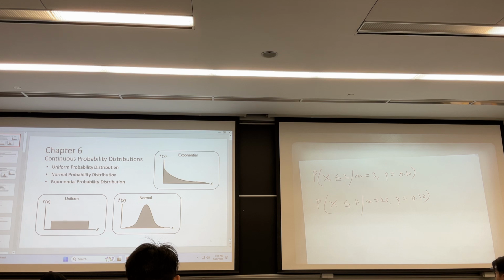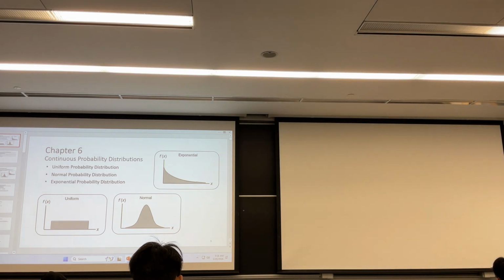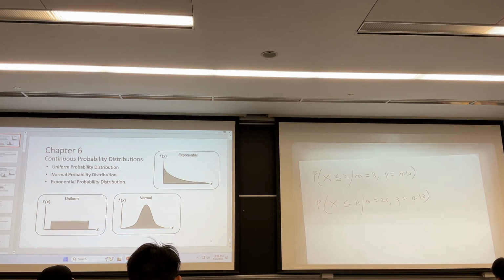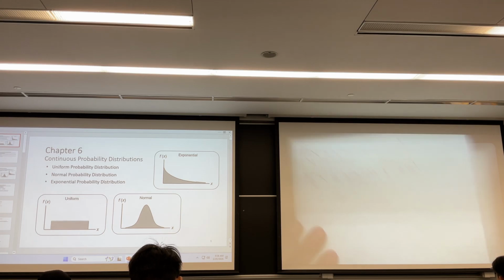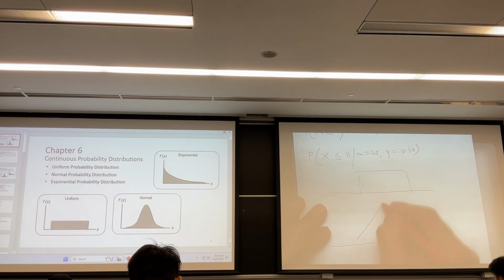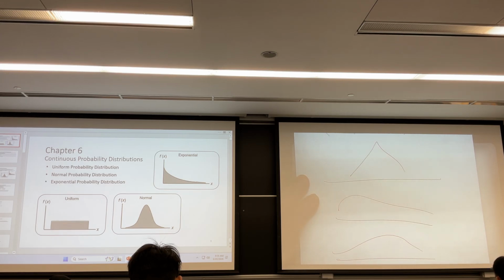Don't we assume it's normal if it's above a certain sample size? A distribution could be of any shape, okay? It could be rectangular. It could be triangular. It could be skewed to the right. It could be skewed to the left. It could be of any shape.